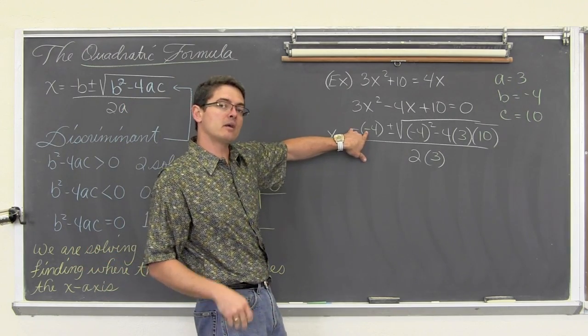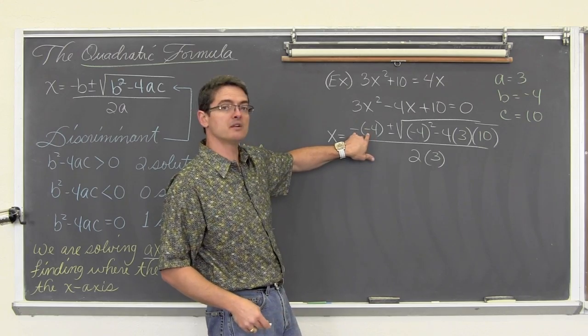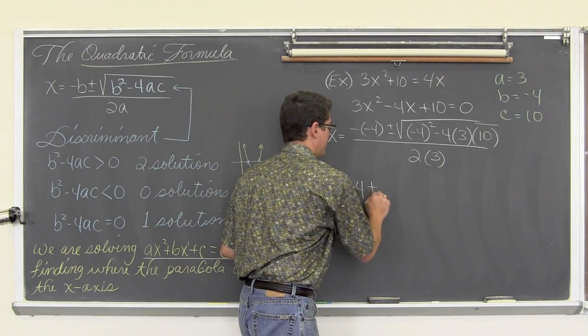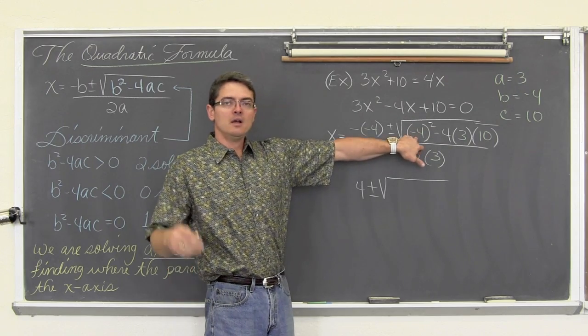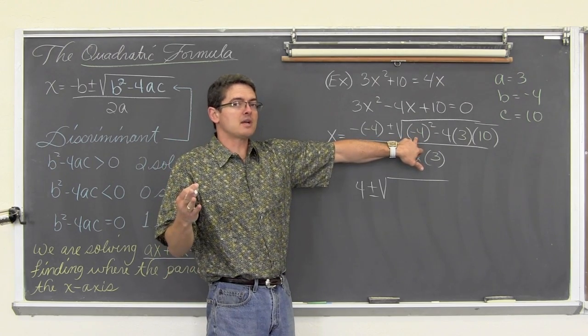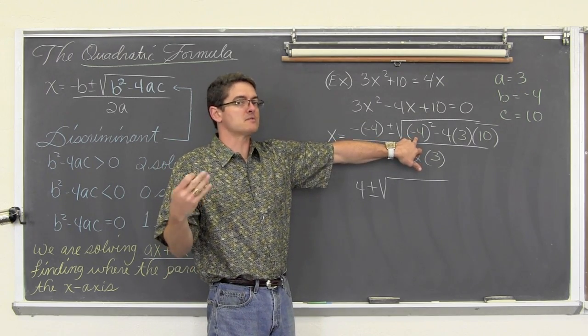Two negatives multiply together make a positive. That is -1 times -4. So 4 plus or minus the square root, -4 squared. Really hope you don't need your calculator to do -4 squared. 4 times 4 is 16.